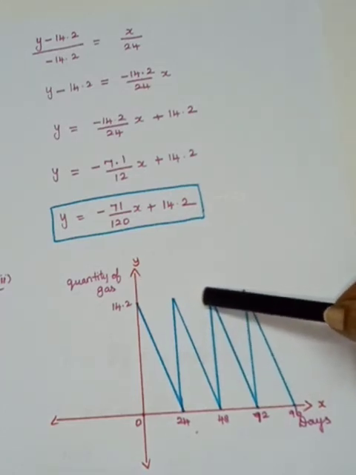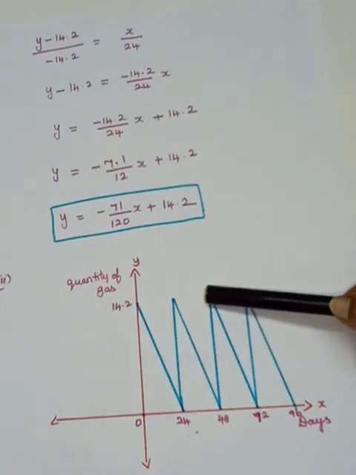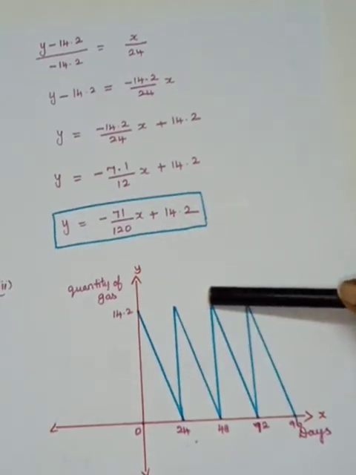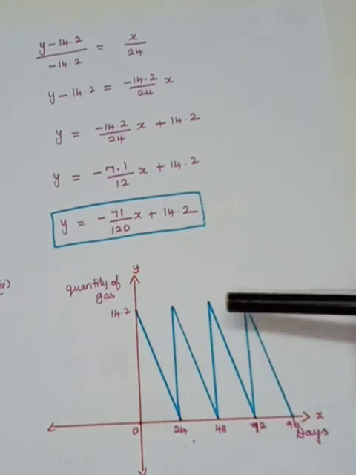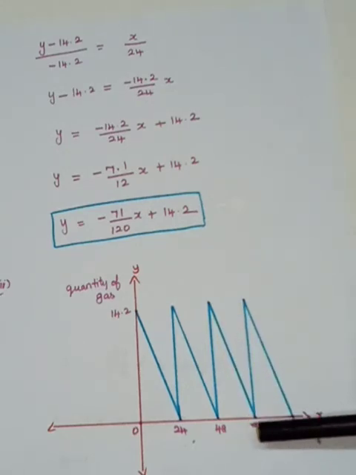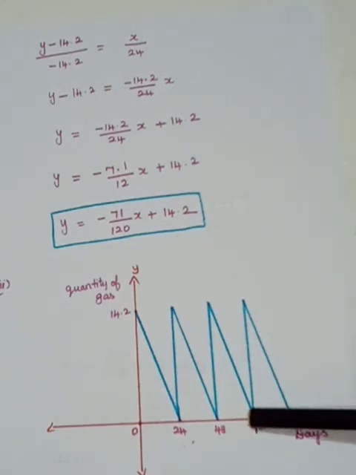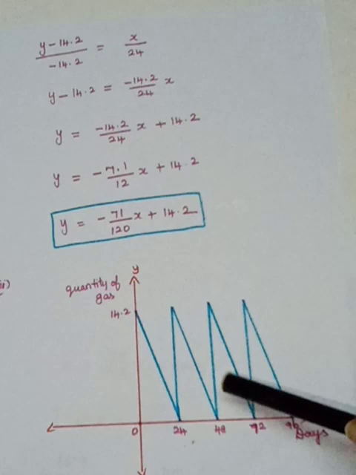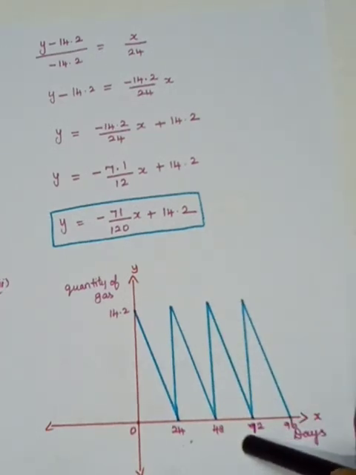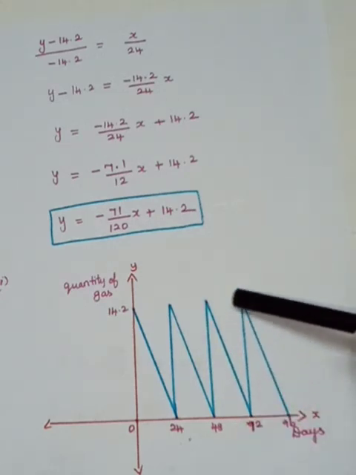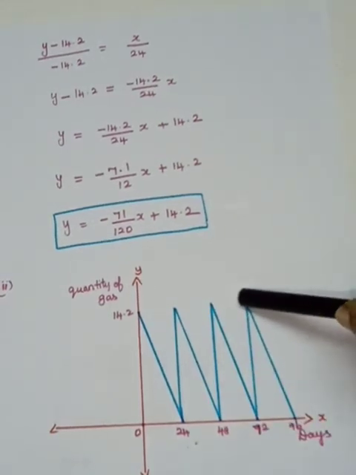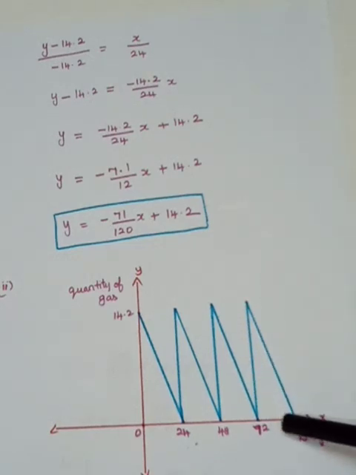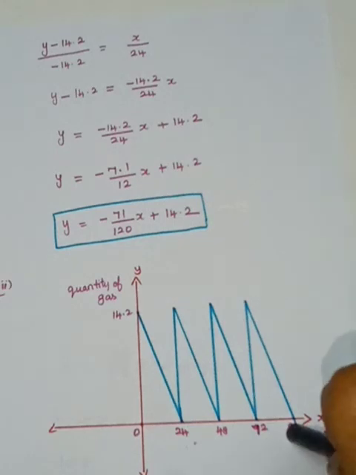The third cylinder has 14.2 kilograms of gas. After that, the 49th day, 50th day, and up to the 72nd day, the quantity of gas will be reduced, and on the 72nd day it will become 0. The fourth cylinder will be fixed on the 72nd day, whose quantity is 14.2. So here we have to draw the straight line at 72, and here you have 14.2. After that, up to 96 it will be reducing, and at the 96th day the quantity of gas will be 0.